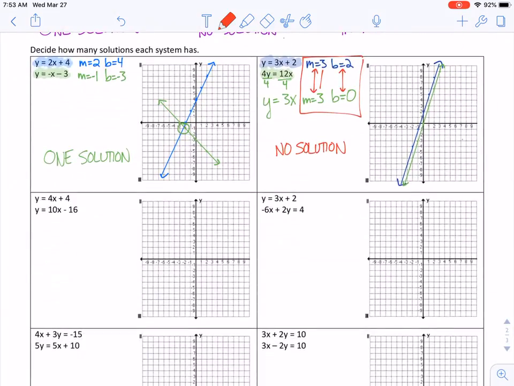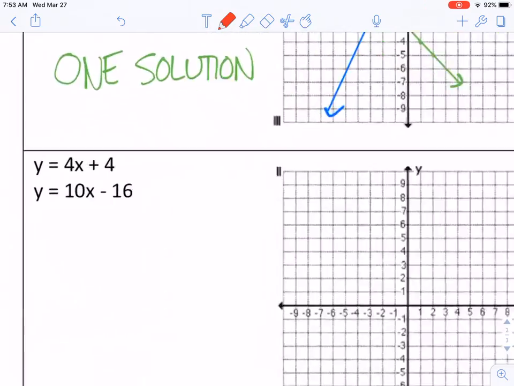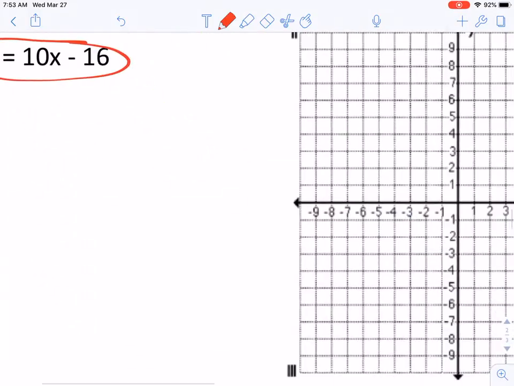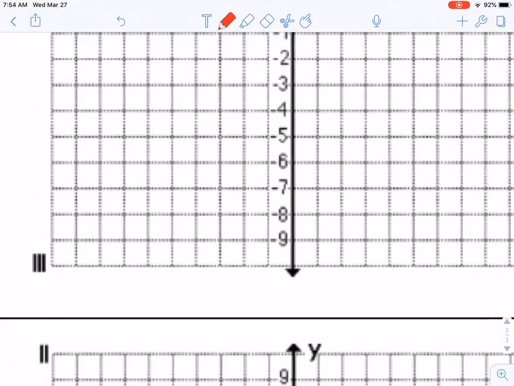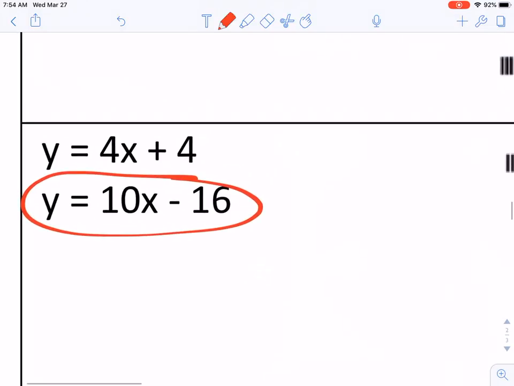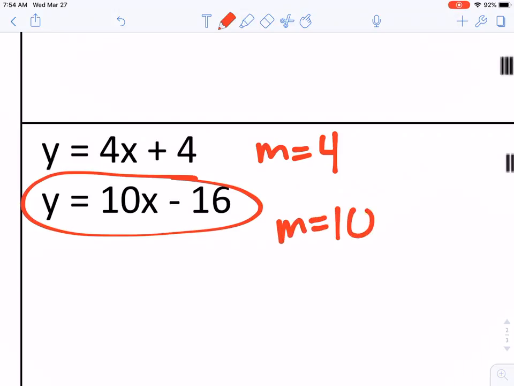So if I come down to the next example, and I look and I'm like, how would I graph that? I couldn't. I couldn't go down to -16. So I don't even have to graph it. My slope of the first one is 4, but the slope of the next one is 10.